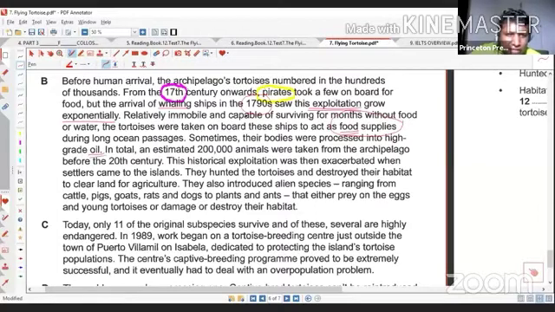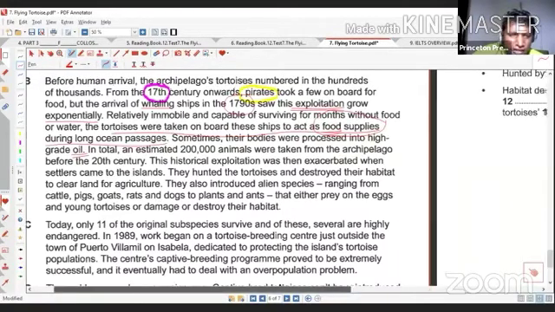Just read it. High grade oil. Relatively immobile and capable. Who were immobile? The tortoises were immobile, and surviving for months without food and water. They didn't need anything, they just put them there. They're surviving for months. You see, very easy. The tortoises were taken on board these ships to act as food supplies. They could eat whenever they wanted during long ocean passages.